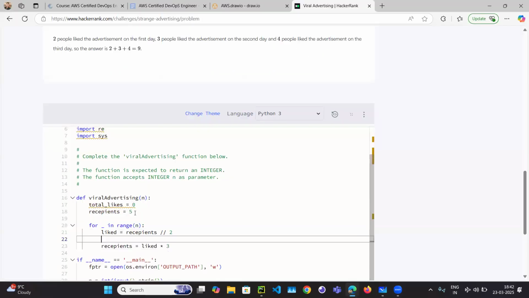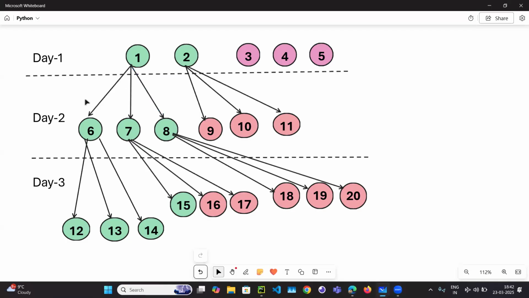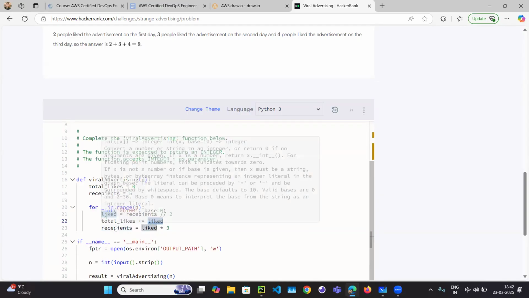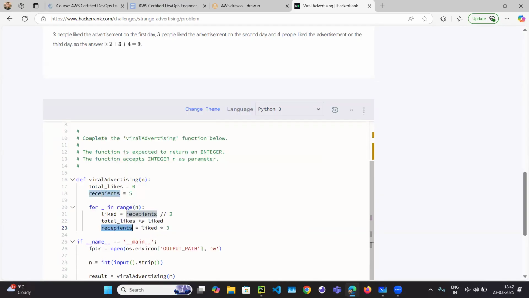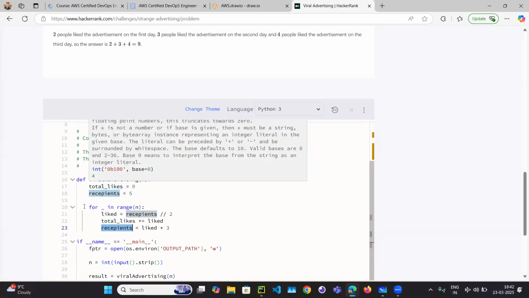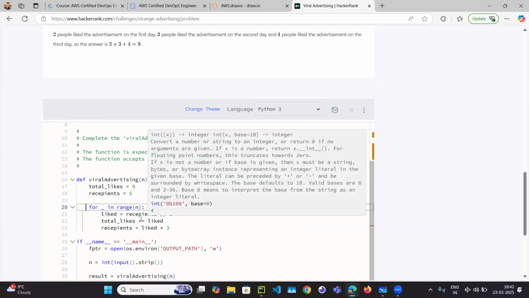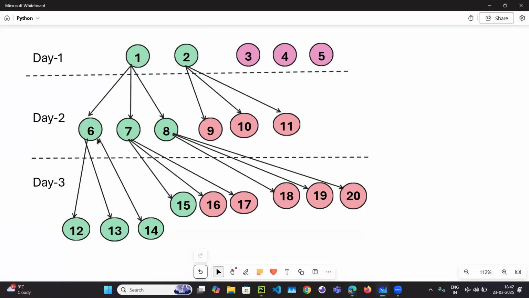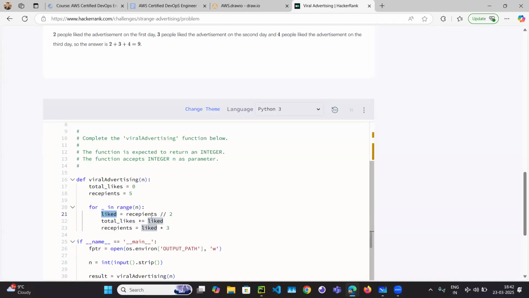So on day one, what is the total number of likes? Total likes plus equal to liked. All right, so on day one, total liked is 2, and then they are going to share. Because the number of likes is 2, 2 into 3 is 6. Okay, so now the loop will run for day 2. Now the recipients is 6. If the recipients is 6, what will be the number of liked? 1, 2, 3. Liked is equal to 3.